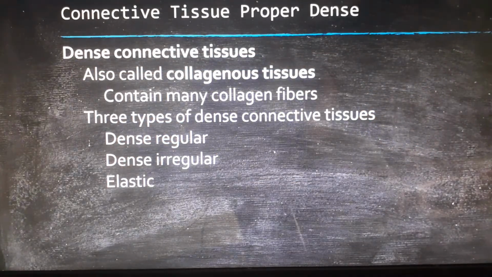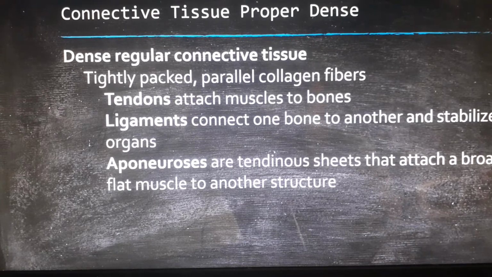All right, so those were the loose ones. Here are the dense ones. They're also called collagenous tissues because they're all filled with collagen. The first two, dense regular and dense irregular, are all collagen. Dense elastic is just elastic. Now, the difference between dense regular and dense irregular: we already know from the word dense that we have lots of fibers and little ground substance. Regular or irregular has to do with the direction that the fibers are laying.